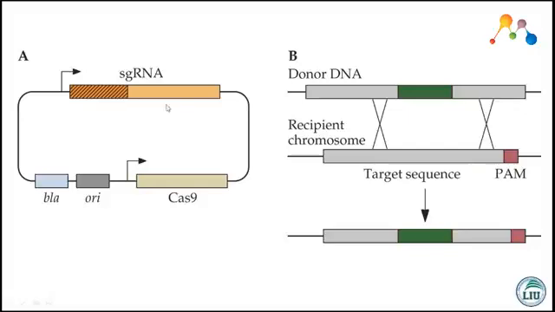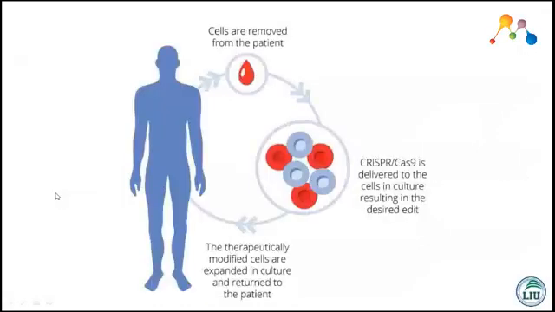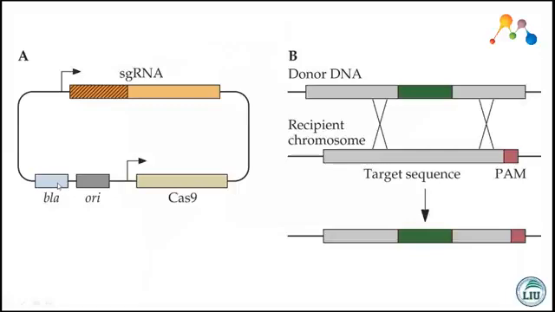Here we have a vector that has been designed to synthesize a single guide RNA that will recognize and bind the target sequence, and the Cas9 gene that encodes for the Cas endonuclease, an origin of replication, and a beta-lactamase encoding gene. So this gene will be used to recognize the cells that acquire the vector. So usually the single guide RNA and the Cas9 coding sequence can be expressed in these cells.